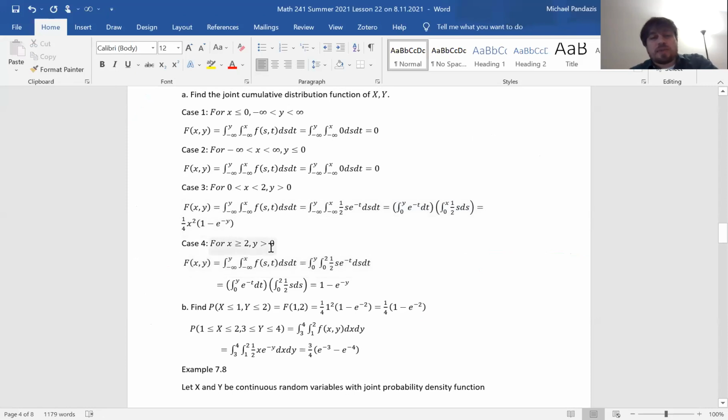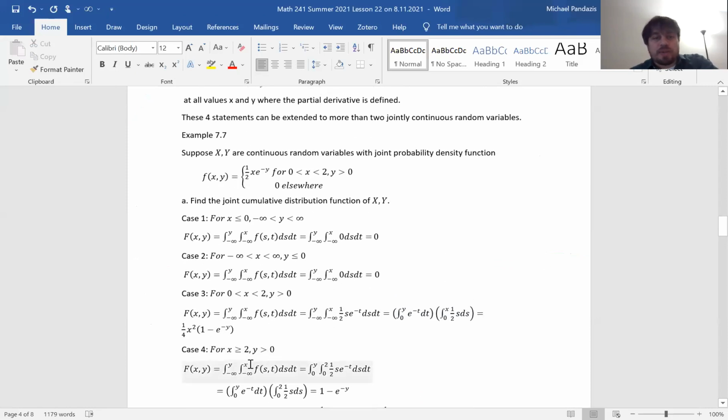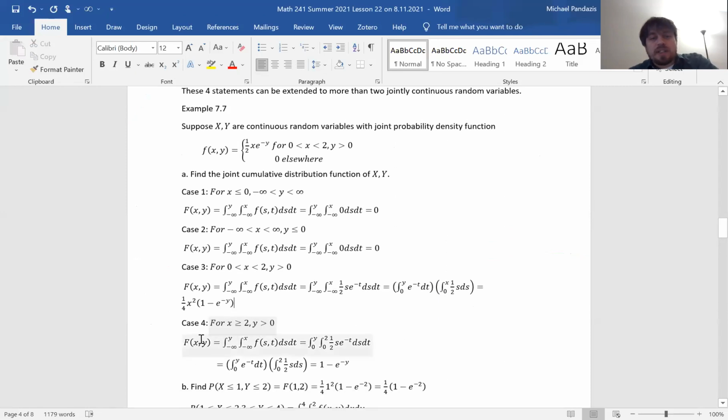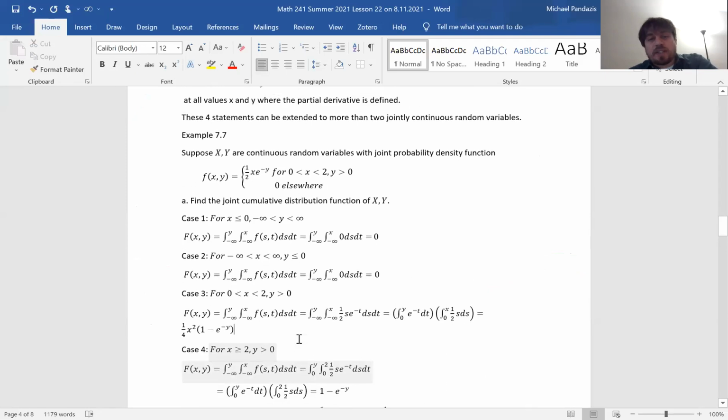Case 4 is for x greater than or equal to 2, y positive. So if x is greater than or equal to 2 and y is positive, you have capital F equal to this double integral. If you're integrating over x here, and x is greater than or equal to 2, then you integrate from 0 to 2, because you're integrating from negative infinity to x, where x is greater than or equal to 2, and it's only non-zero for x between 0 and 2. Does that make sense?